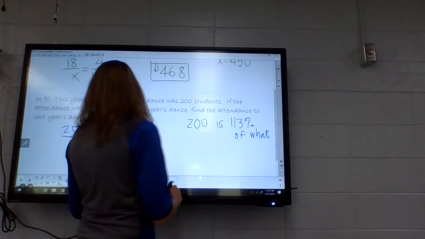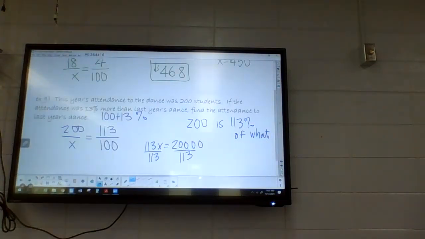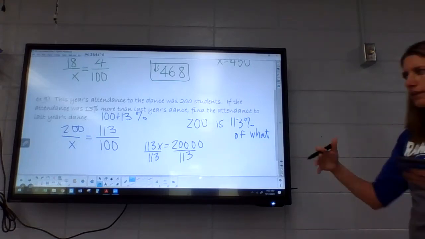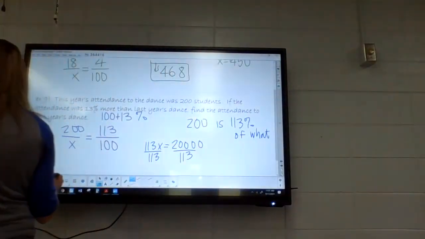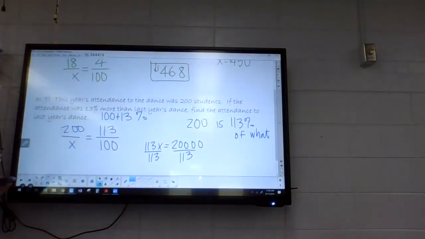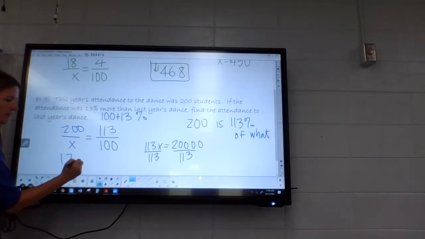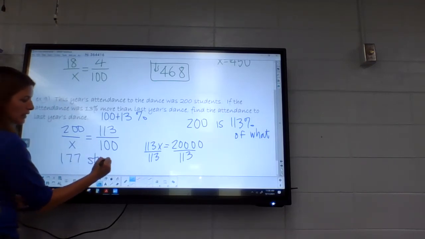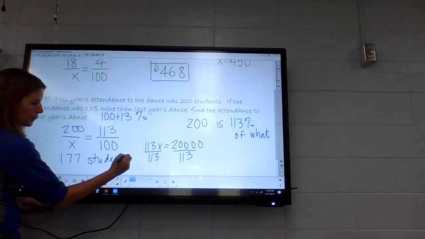And if all else fails, be a little logical about this. Again, with estimates, if I get an answer that's bigger than this year's attendance, I hope I'd question it. I hope I'd say, wait, I thought it was supposed to be smaller, or this year was supposed to be bigger. So this would be 176.99, so I'd say 177 students attended last year's dance then.